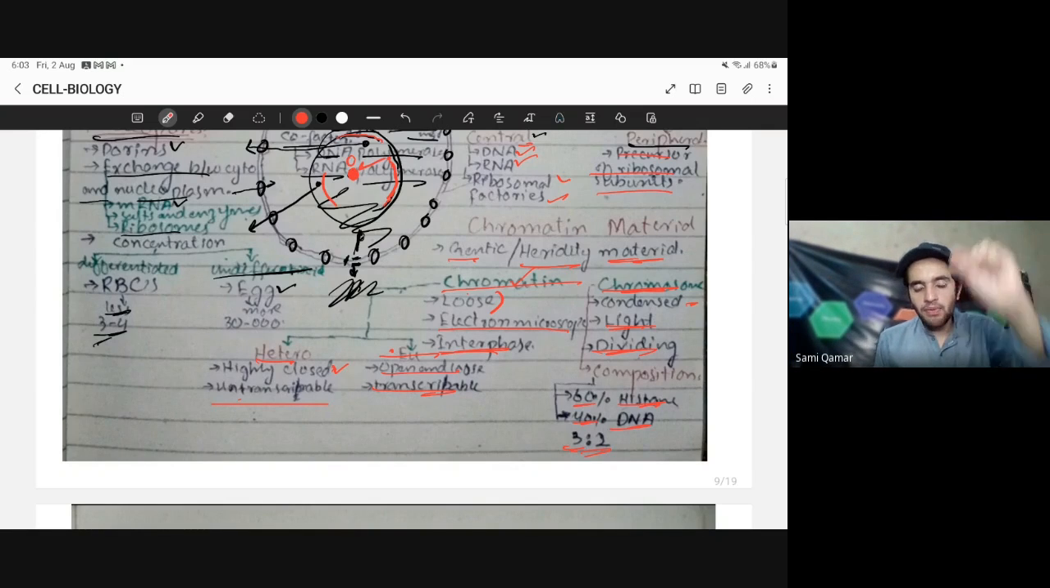Then that messenger RNA molecule will travel all the way outside, and it has exons and introns. Exons and introns are regions of a gene. A specific region of DNA is known as a gene. You will study about genes. There are exons and introns. Exons are the regions from where information flows.